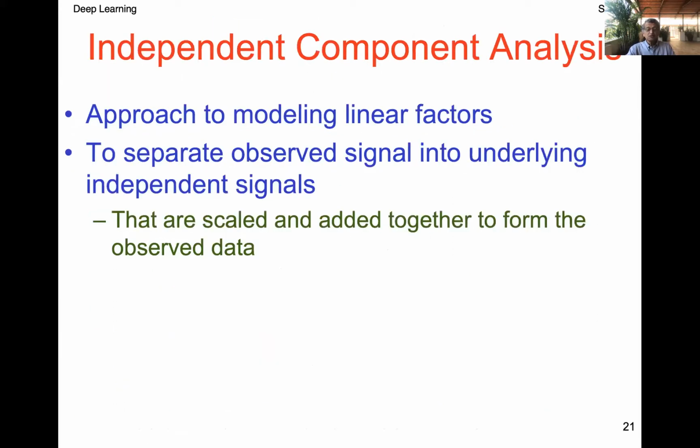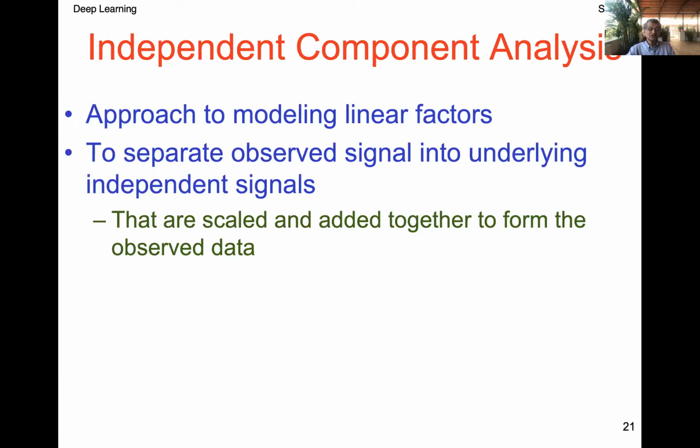And then now we move on to other varieties of things, independent component analysis, which can be used to separate an observed signal into underlying independent signals that are scaled and added together to form the observed data. So this reminds you of maybe Fourier analysis, that the observed signal, which might be a complicated signal, you can say that's just a combination of a bunch of basic signals, the sinusoids added together with some weights giving you the signal. The same kind of idea here, saying there might be underlying signals, but they are independent.